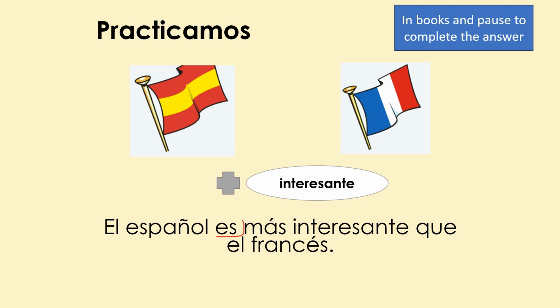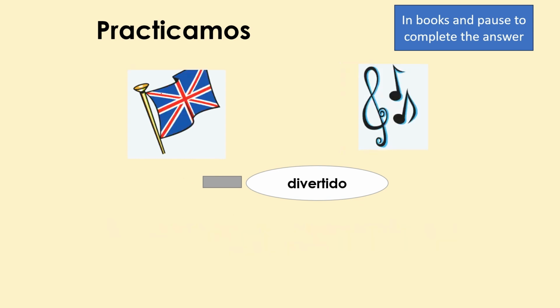Some people normally miss the es because they see the picture, the sign, and the adjective, and they forget we need our verb here. So don't forget that. Same again. We've got an English flag talking about the subject English. We've got a negative sign here, and then we've got fun, divertido, and a music sign. So English is less fun than music.